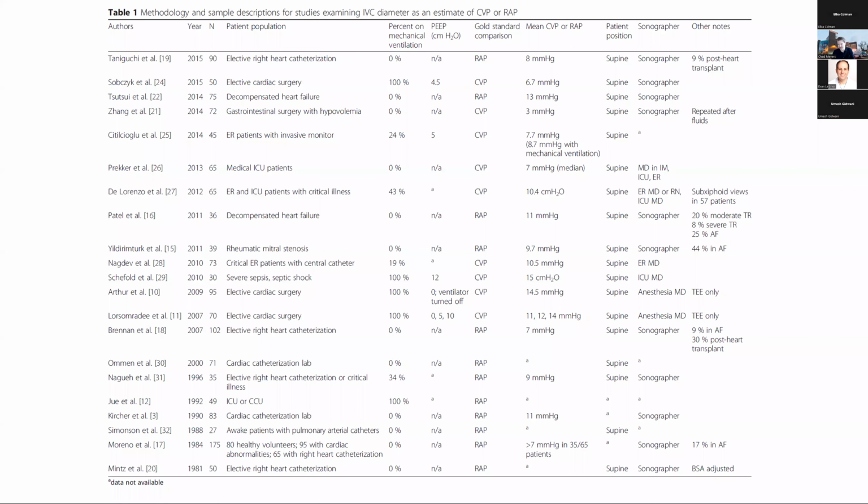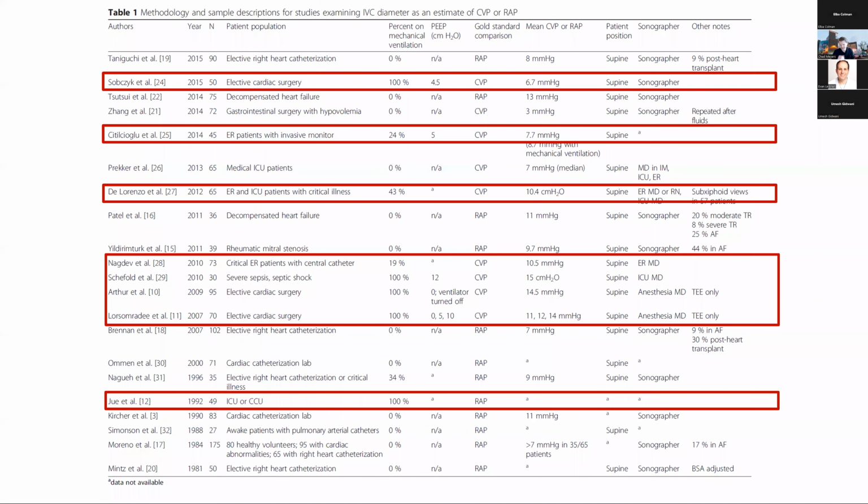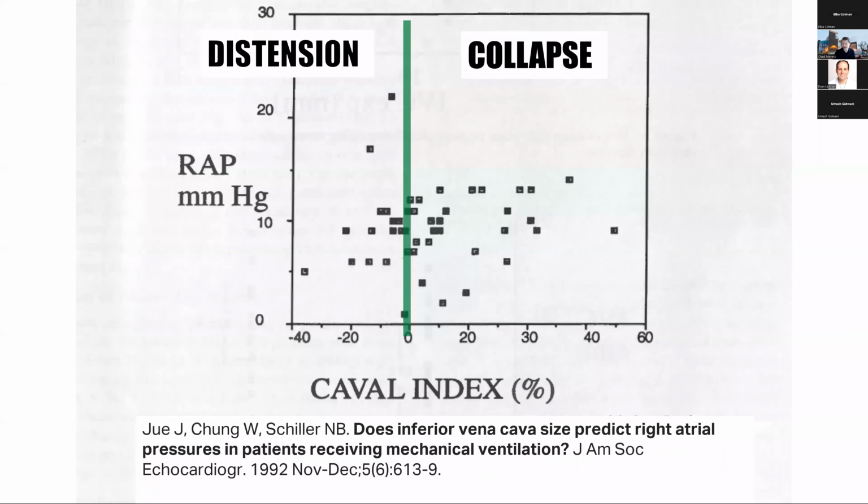And just as an example, this is a review of 21 studies. Only 8 of these included ventilated patients, and only 5 of those are outside of the operating room. The problem with these studies is very few actually specified vent settings, and none actually specified whether or not patients were breathing spontaneously or not.